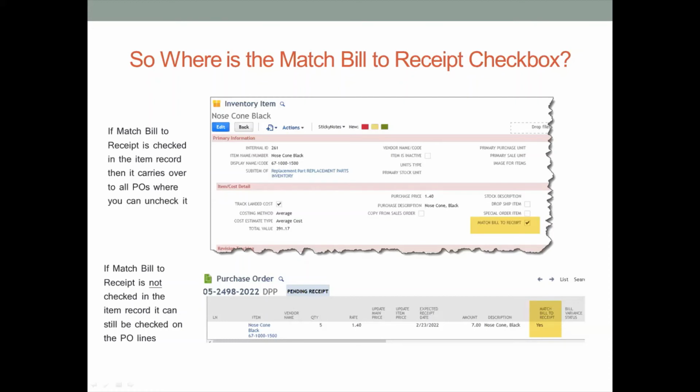So if you put it on the item record, and it doesn't have to be an inventory item, it could be an assembly item that you purchased, you click on the match bill to receipt box here under item cost detail. And then when you create a PO that includes this item, it'll automatically populate the match bill to receipt to yes. Now you can always uncheck it if you want. And if you decide not to go this route, you can always do it individually on each purchase order line, but I don't really recommend that.